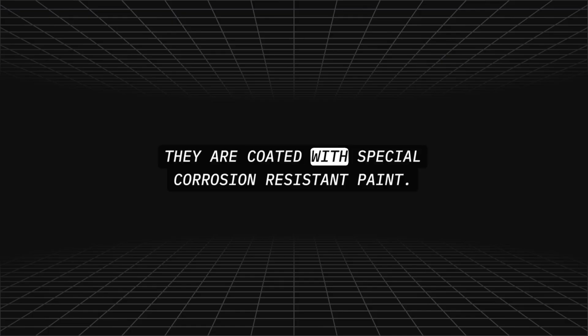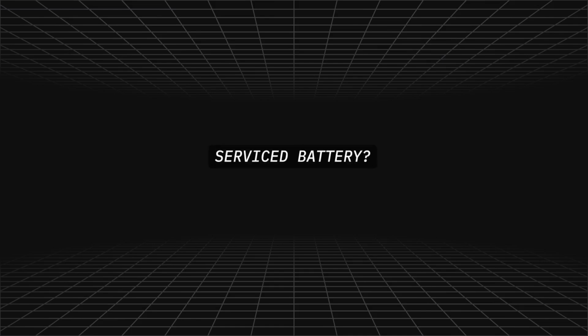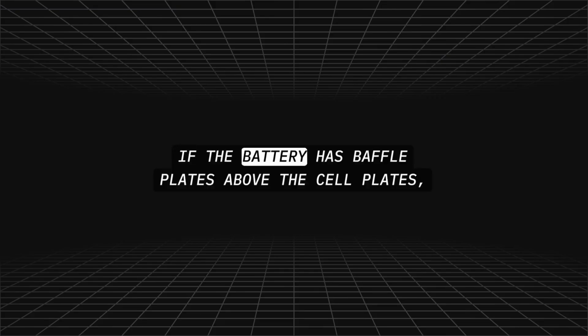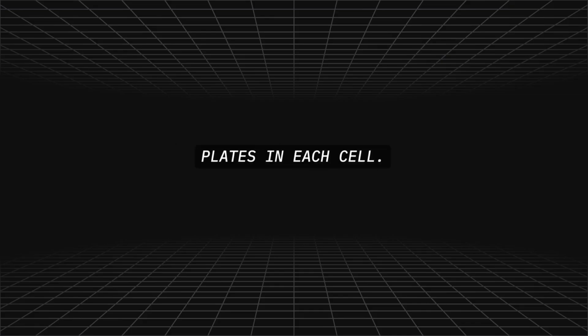They are coated with special corrosion-resistant paint. What should be the correct electrolyte level in a properly serviced battery? It should be approximately 3/8 inches above the plates. If the battery has baffle plates above the cell plates, the electrolyte level should be up to the hole in the baffle plates in each cell.